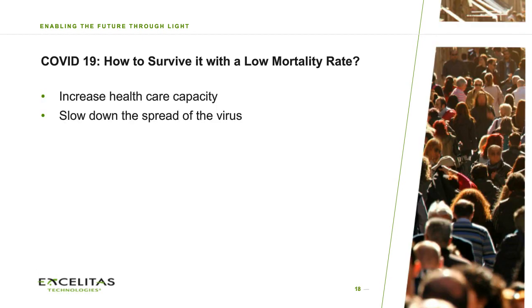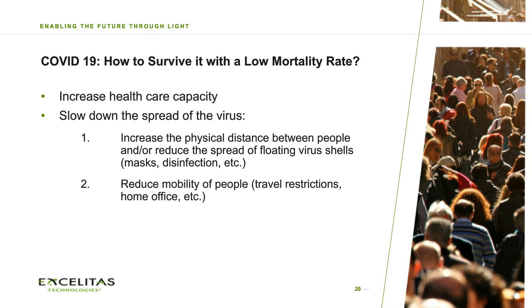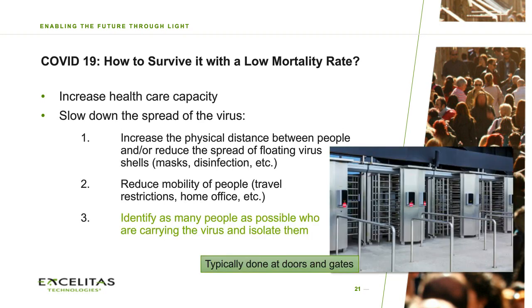So how can we survive it with a low mortality rate? We need to increase the healthcare capacity, as you've seen, and we need to slow down the spread of the virus. This we can do by increasing the physical distance between people and reducing the spread of floating virus shells: masks, disinfection, and so on. This we are doing on a large scale already. And the second one is we need to reduce the mobility of those people who are actually infected. So we need to identify those people as well as possible and then isolate them in order to reduce the spread speed of this virus. We will never be able to catch all of them.